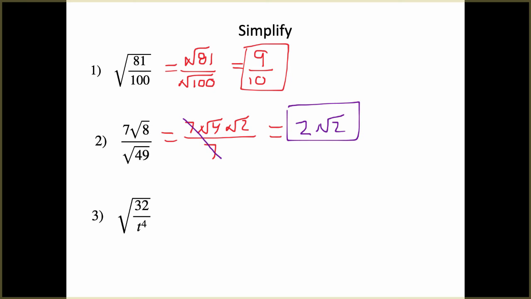The last one we have the square root of 32 over t to the 4th. We are going to split this up into the square root of 32 over the square root of t to the 4th.